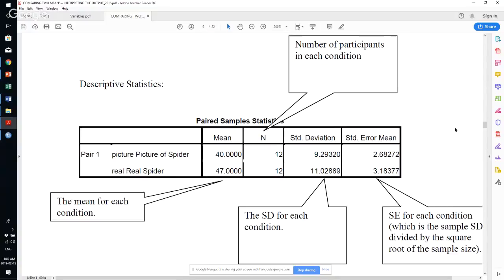Picture. Its standard error is smaller. Okay? So just looking at the standard errors, I can see there's more unsystematic error in the real spider. Now, this is such a small difference, we don't really care. But if I saw 2.6 on one and 8.5 on the other, ding, ding, something's wrong. Go back to your data. What happened? Did you code something wrong or whatever?